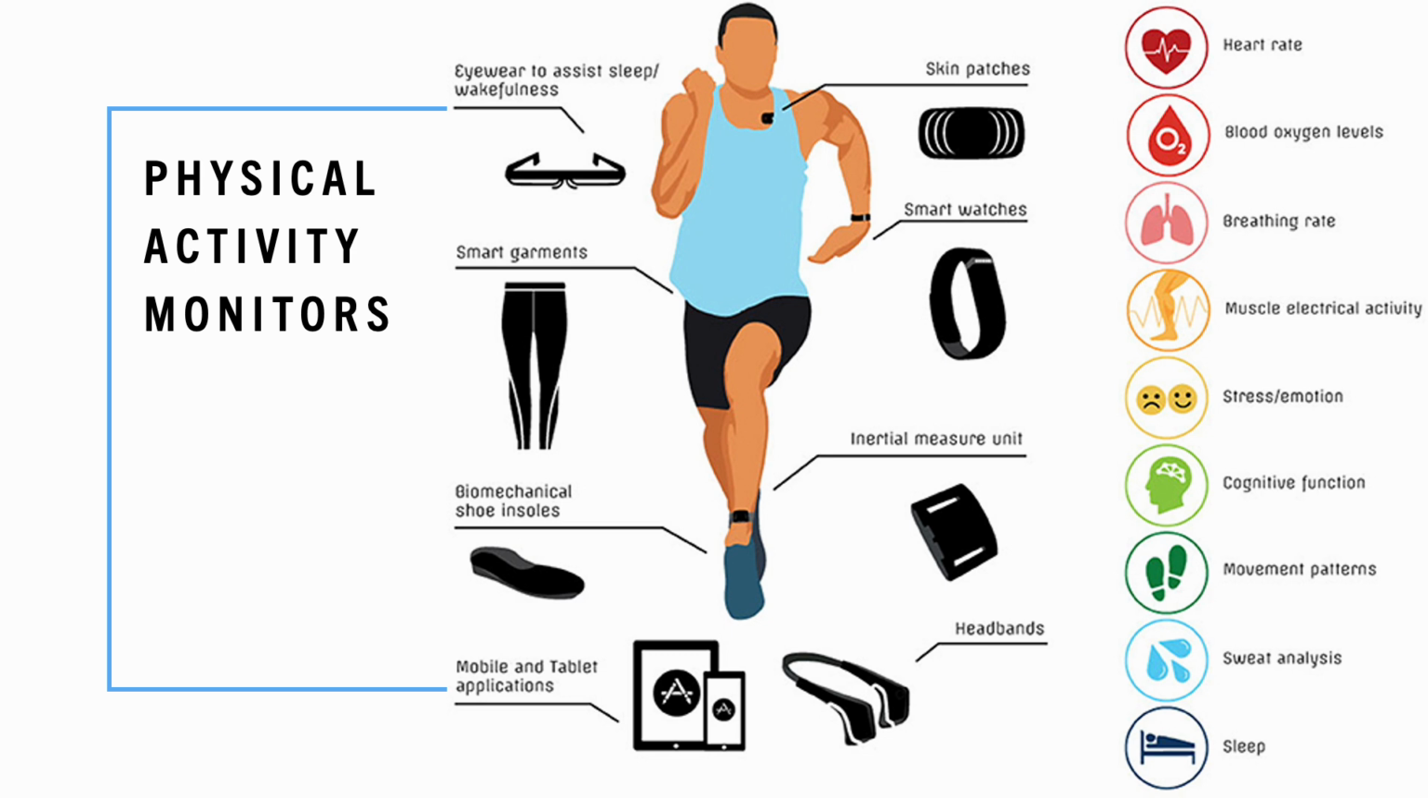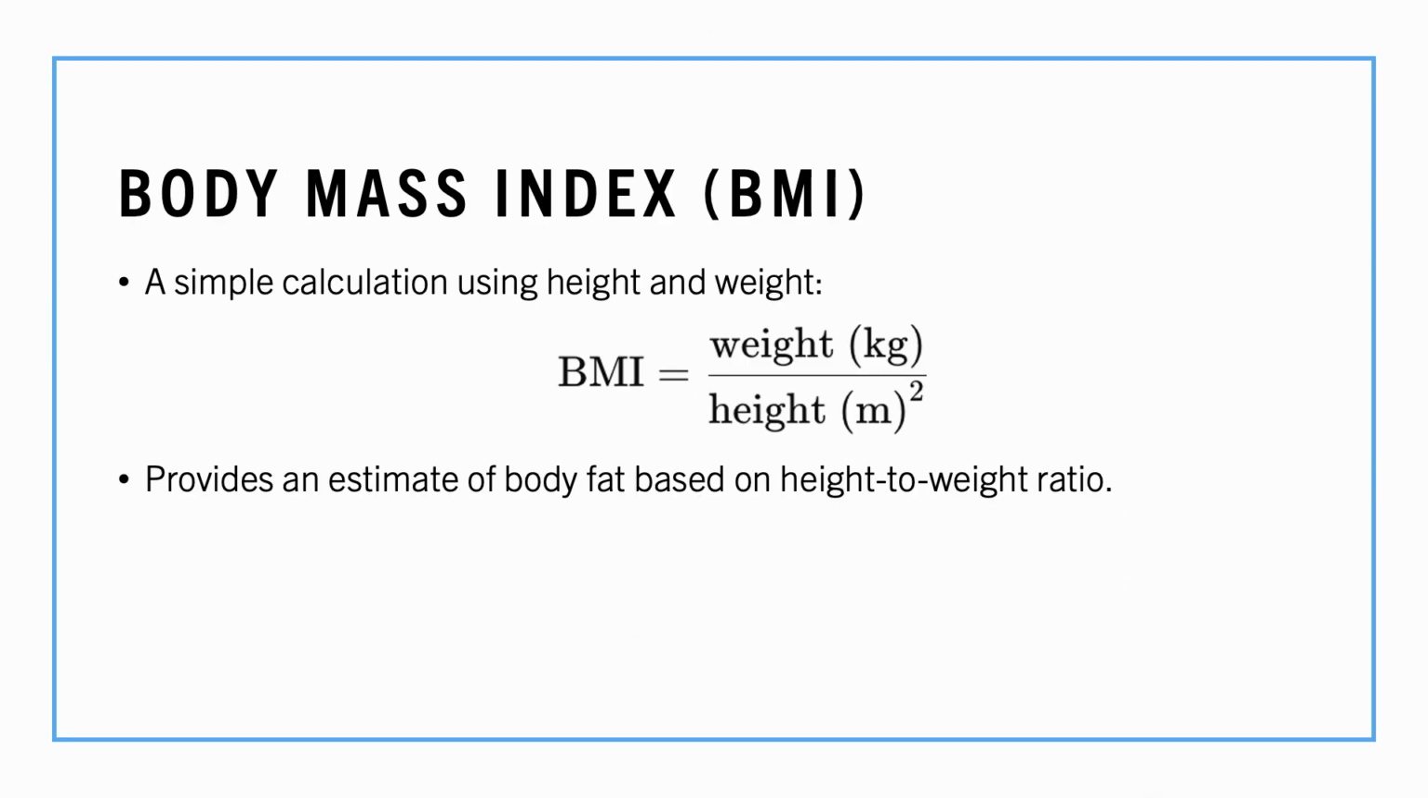So these are other things that we can put on our participants, and they can measure, depending upon what you're looking at, a variety of things that are listed on the side. So from heart rate to sweat analysis to sleep, all of that are things that we can use to help gauge our activities for our participants.